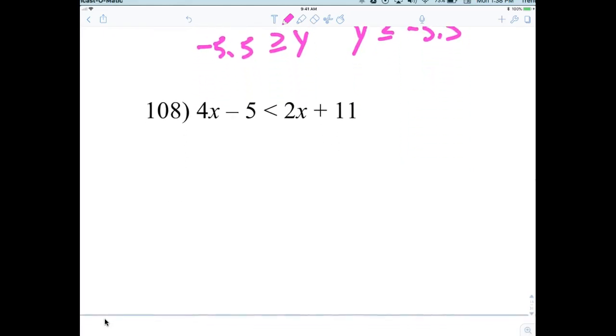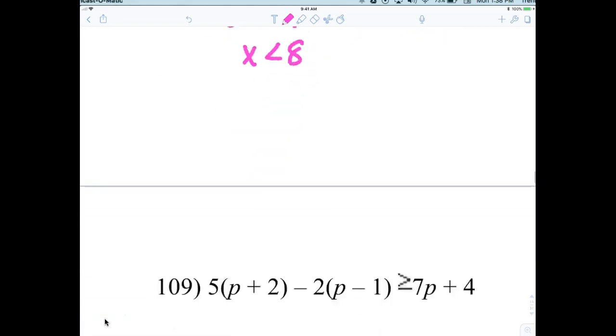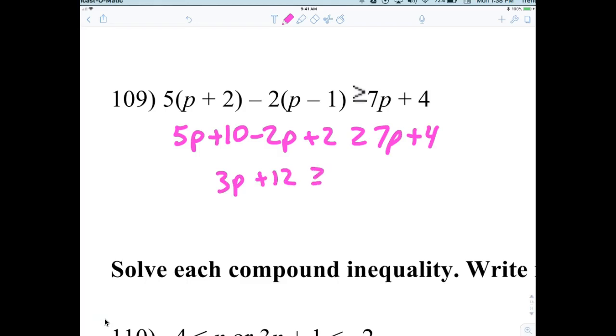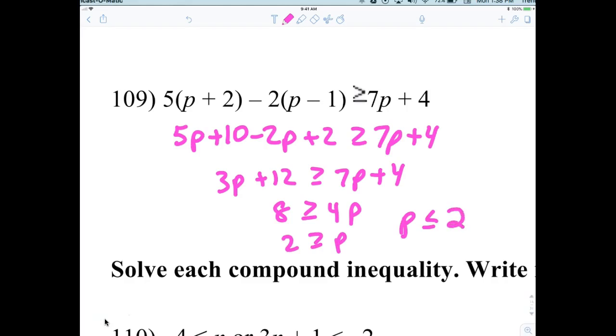Subtract 2x and add 5. 2x is less than 16. X is less than 8. Does that feel good? Yeah, back to easy again. It's nice. Distribute 5p plus 10 minus 2p plus 2. 3p plus 12. Is that right? Everybody happy with that?